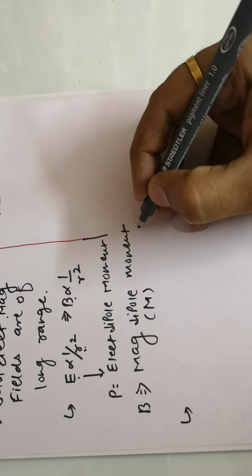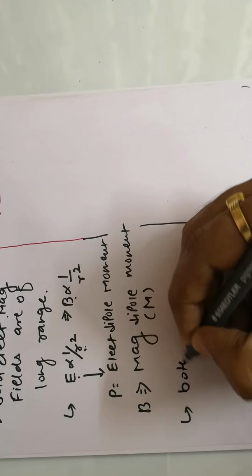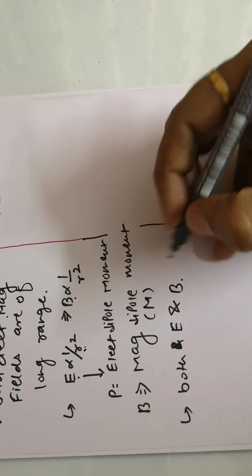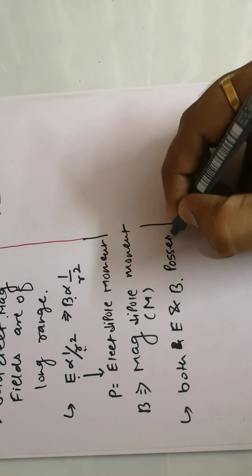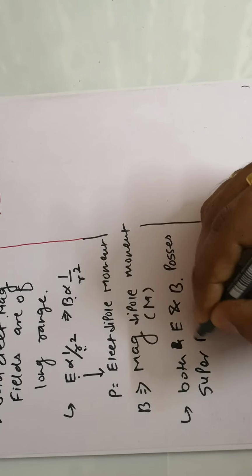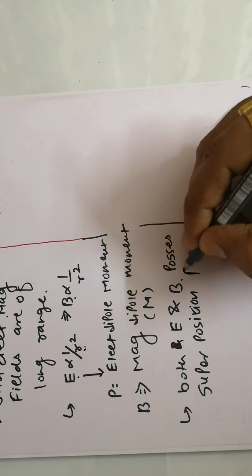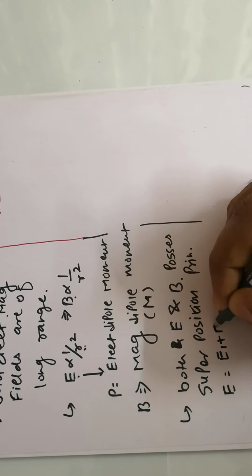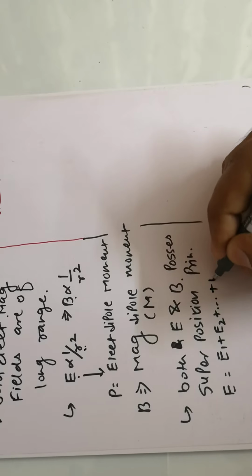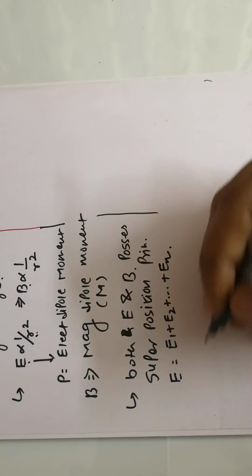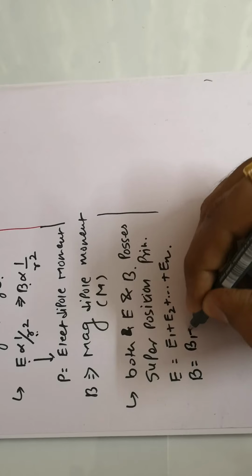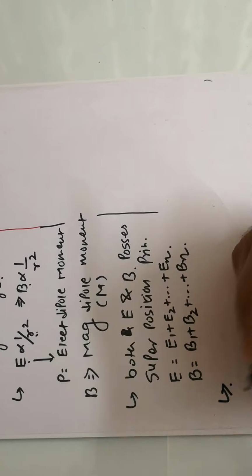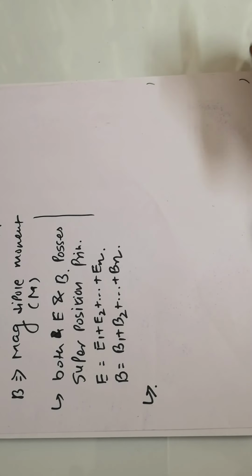Next, both our electric field and magnetic field follow or possess the superposition theorem. So you can say there would be a sum of so many electric fields, starting from E1, E2 up to En. And so is the case for the magnetic field, starting from B1, B2 up to Bn. Such primary similarities we have.